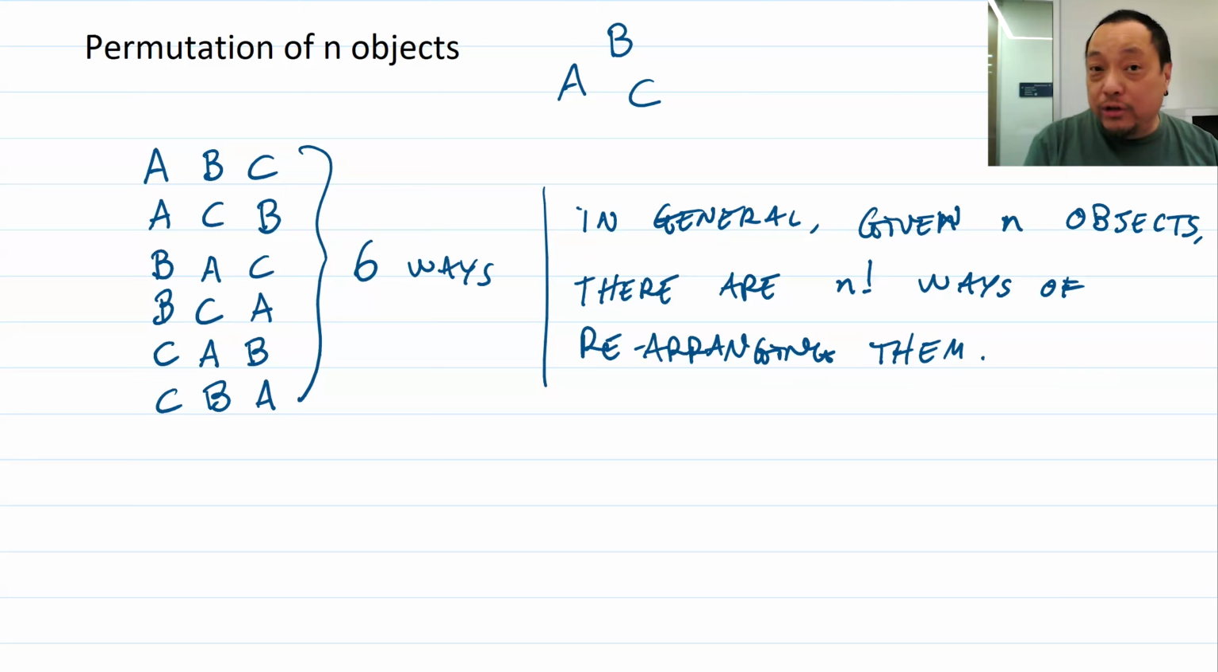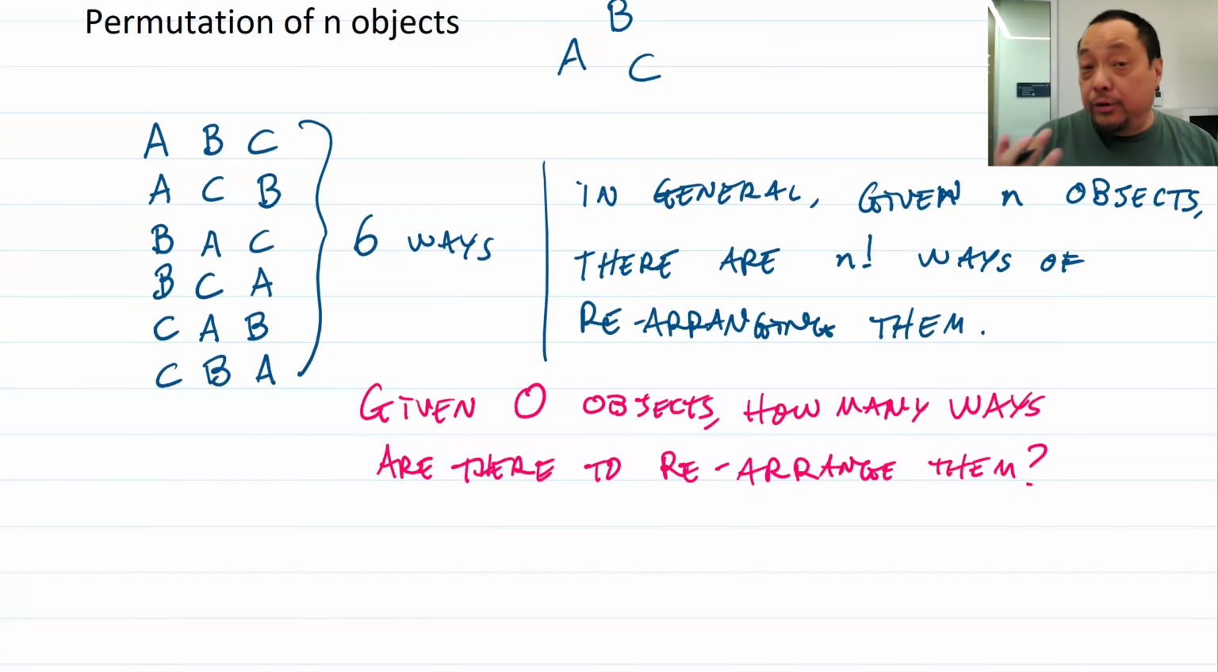Okay, let's ask the question. What is 0 factorial in this context? In this context, 0 factorial would mean, given 0 objects, how many ways are there to rearrange them? Well, according to the formula, the number of ways should be 0 factorial. But let's say your job is to rearrange objects, and I give you 0 objects to rearrange with. Then how many ways can you do your job? No way, right? There's no way to do the job because you don't have an object in front of you to rearrange.